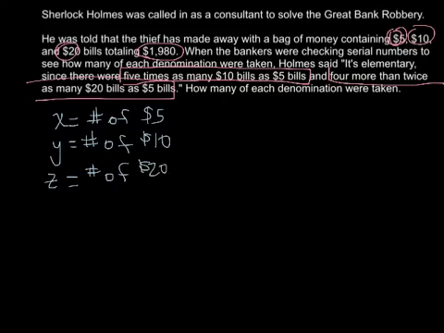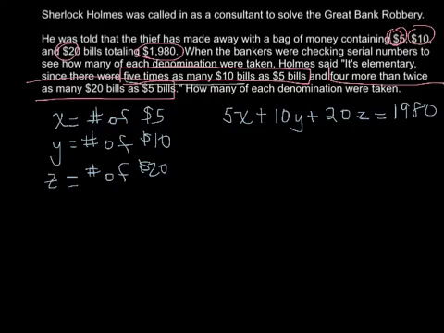Well, we know the total, and how we would get a total is we'd take $5 times how many $5 bills you have, which would be 5x, plus $10 times how many $10 bills, 10y, plus $20 times how many $20 bills, z, and this equals 1,980.